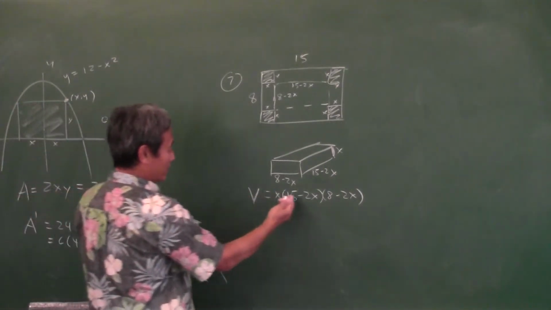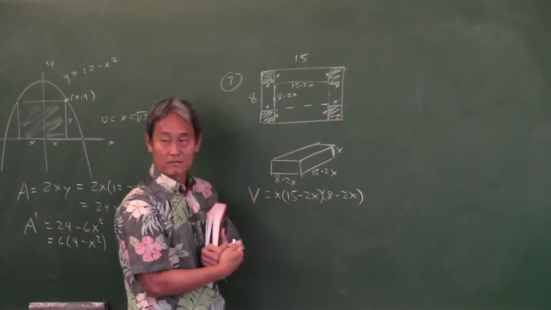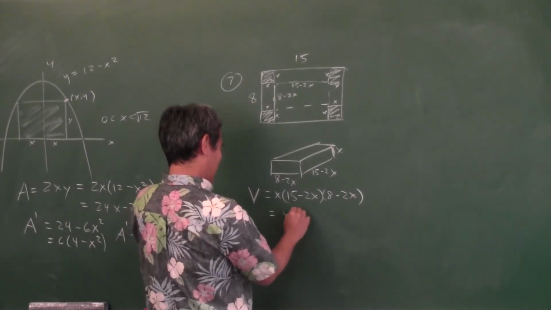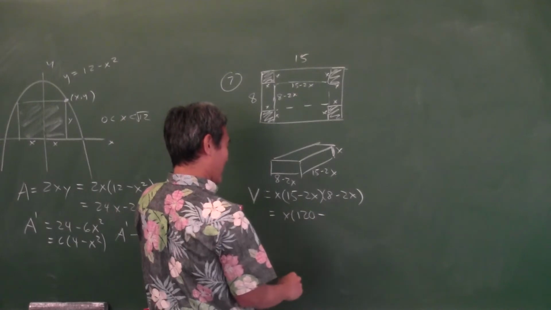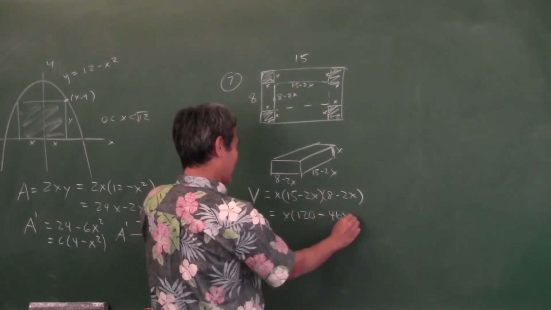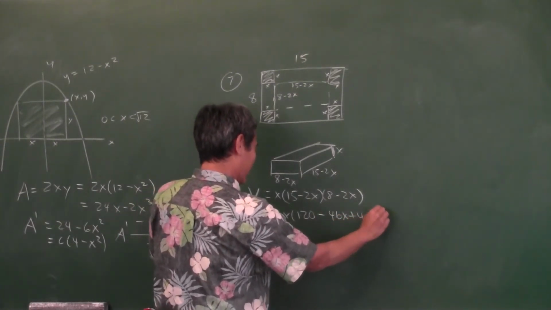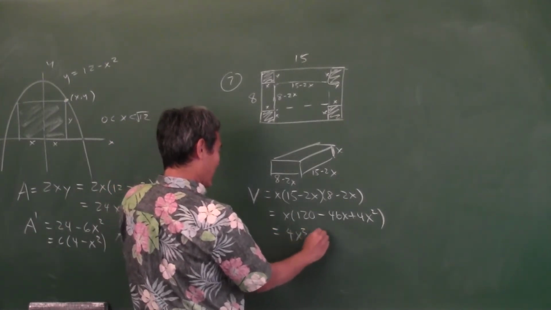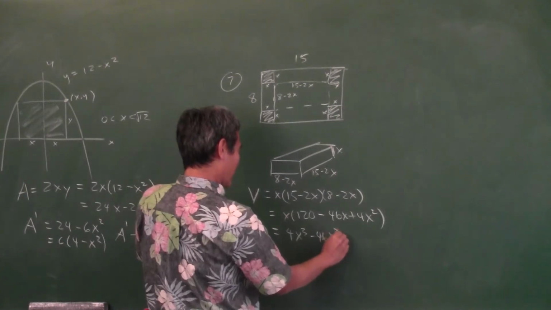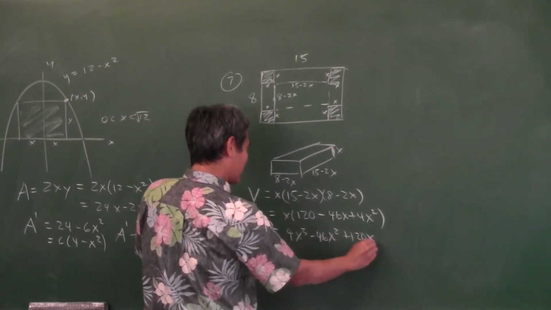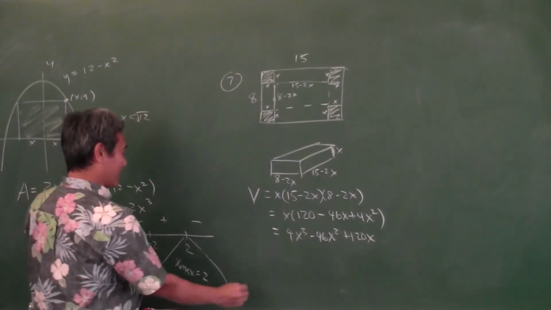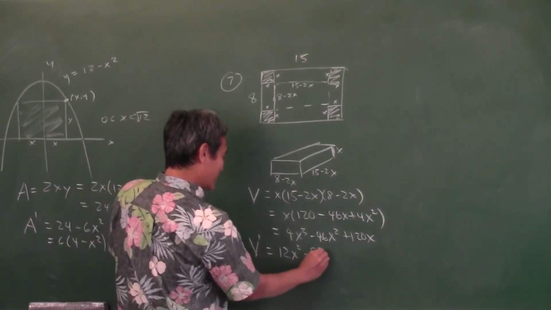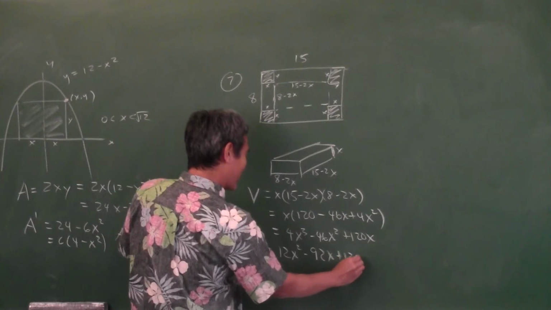Now what do you want to do? You want to use the product rule for three things or multiply it out? Okay, so if you multiply it out, let's see, what do you get? X times 120 minus 46x plus 4x squared, distribute the x, and you get 4x cubed minus 46x squared plus 120x, correct? Then you take the derivative, which is 12x squared minus 92x plus 120.